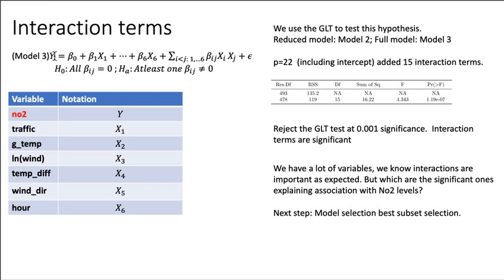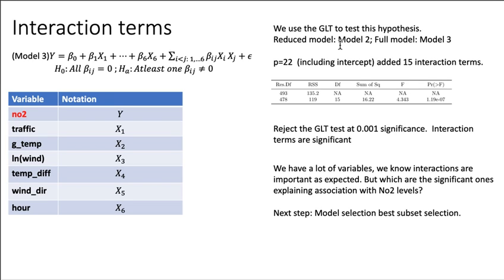So this will be our model with the interaction terms, and our null hypothesis is that all of the coefficients of these interaction terms are zero, versus at least one of them being non-zero. So in total, including the intercept and 15 interaction terms, there are 22 variables, and we use the general linear test to test this hypothesis again.